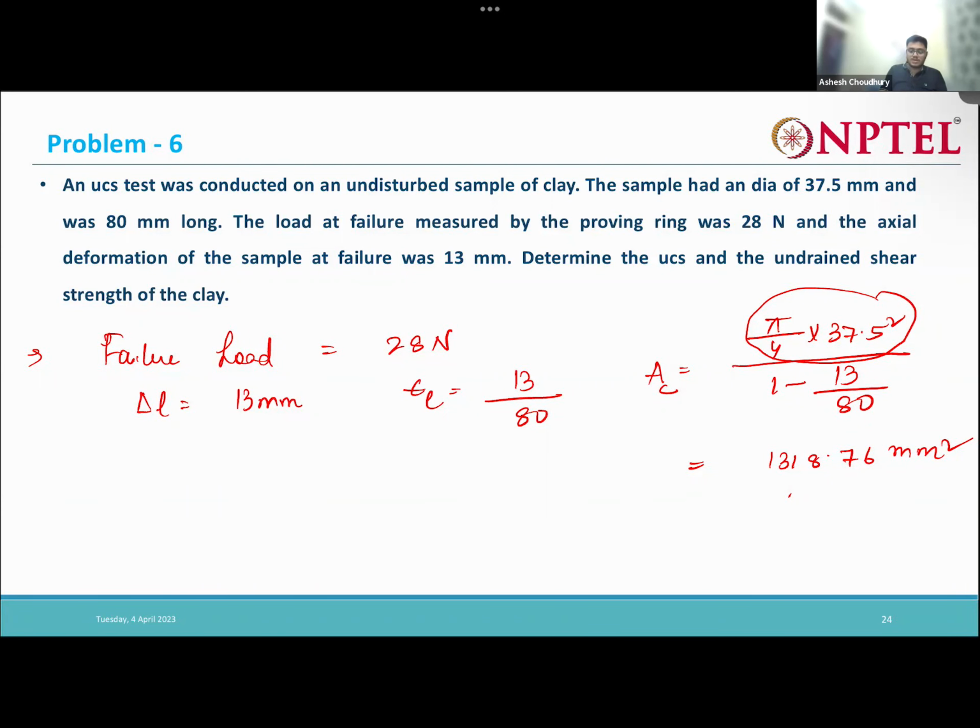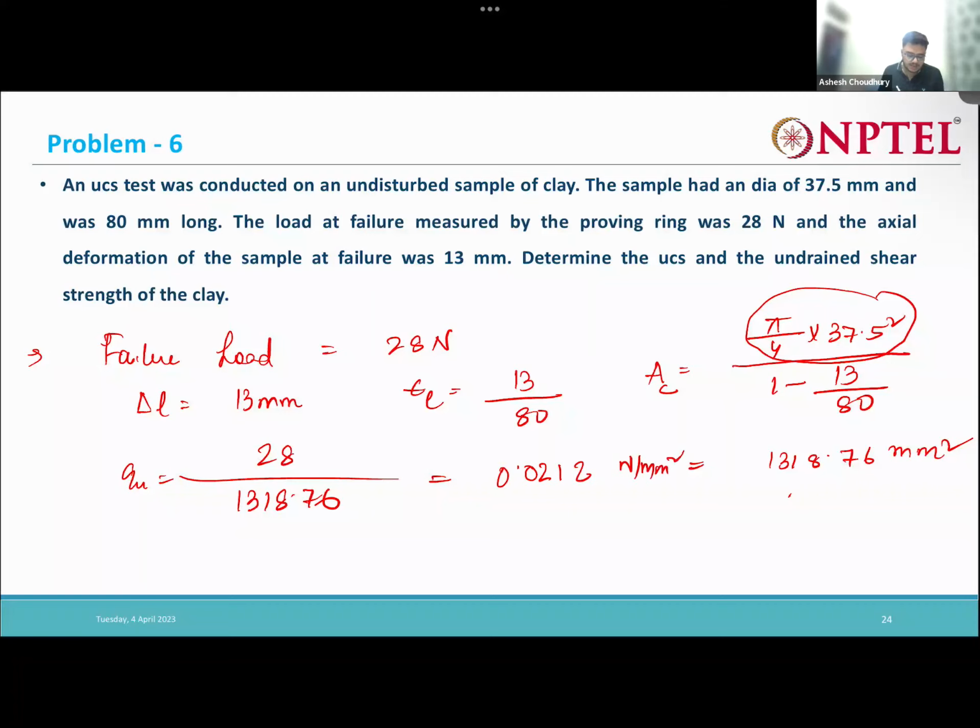Now I need to determine my UCS. So UCS is nothing but this 28 divided by 1318.76, which is 0.0212 ton per m square.